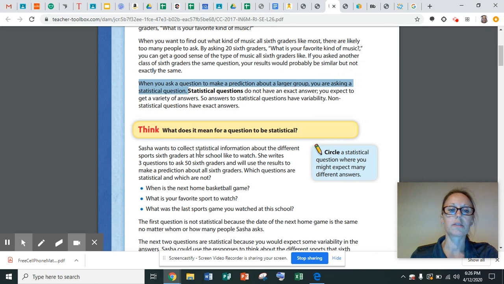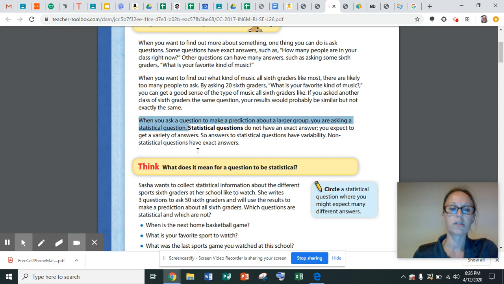All right, now let's look at this think section. Sasha, what does it mean for a question to be statistical? Now remember, in order for a question to be statistical, it has to have a variety of answers or contain variability. Okay. Sasha wants to collect statistical information about the different sports sixth graders at her school like to watch. She writes 3 questions to ask 50 sixth graders and will use the results to make a prediction about all sixth graders. Which questions are statistical and which are not?